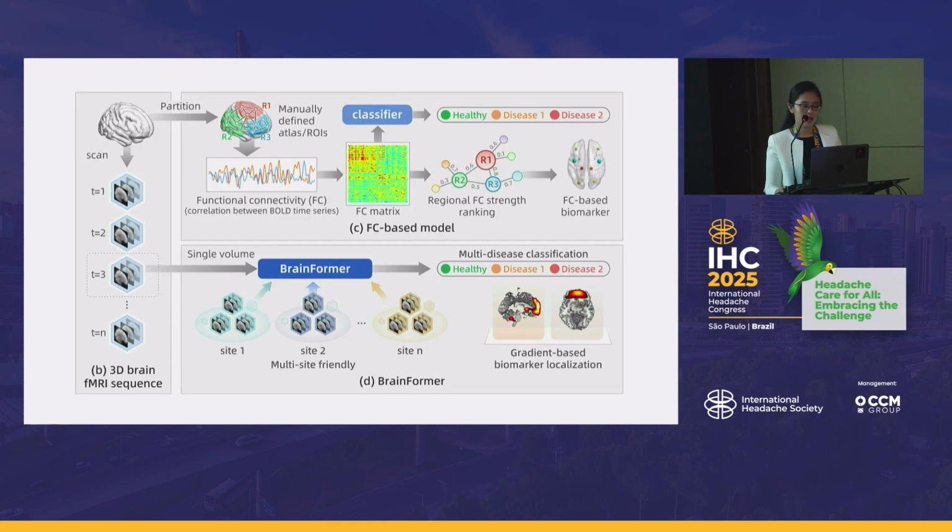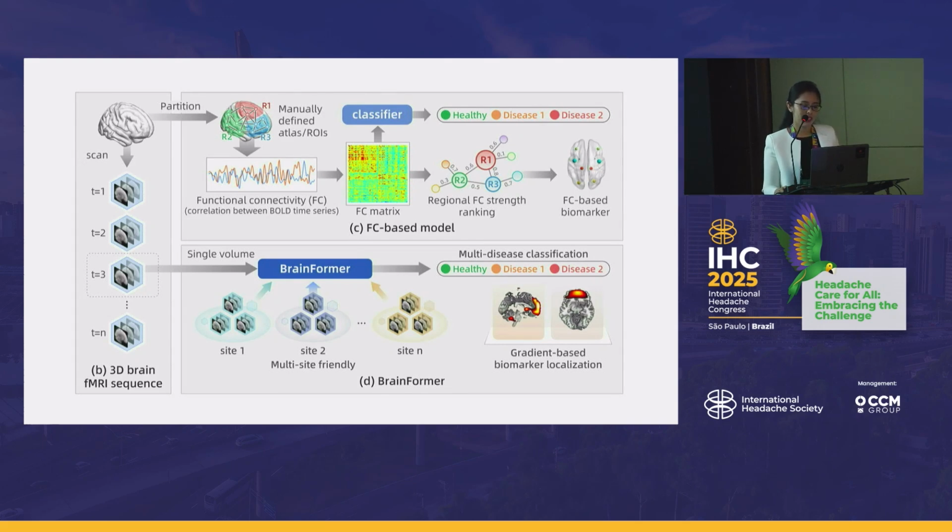So when it comes to the analysis of fMRI and the fMRI-based classification model, the most classic model is the functional connectivity-based approach. The functional connectivity between two manually predefined brain regions is calculated by the correlation coefficient between the time series of the two regions. They can form into the FC matrix and work as input for the classifier. And the sum of the regional FC strength can be ranked and turned into the FC-based biomarker brain map.